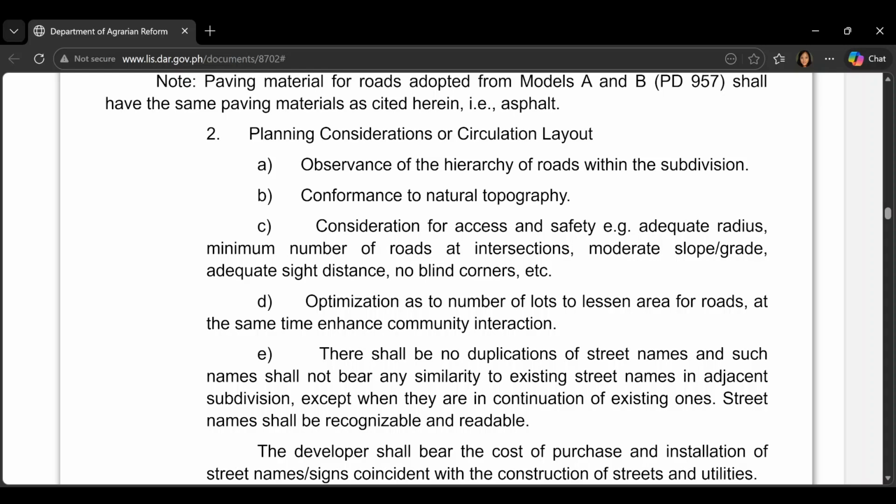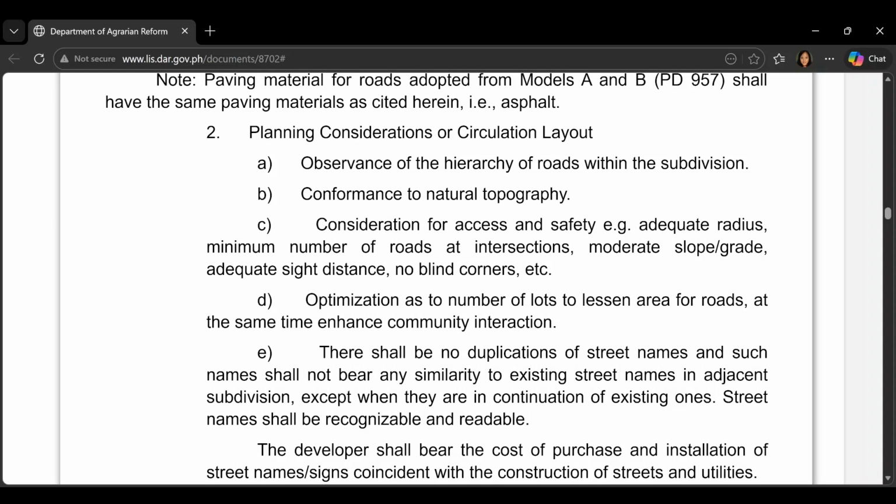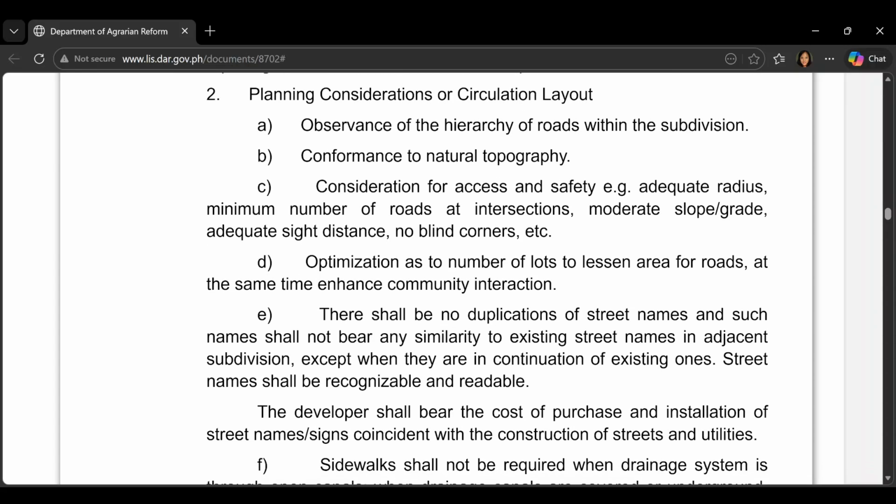D. Optimization as to number of lots to lessen areas for roads, at the same time enhance community interaction. E. There shall be no duplications of street names, and such names shall not bear any similarity to existing street names in adjacent subdivisions, except when they are in continuation of existing ones. Street names shall be recognizable and readable. The developer shall bear the cost of purchase and installation of street name signs coincident with the construction of streets and utilities.